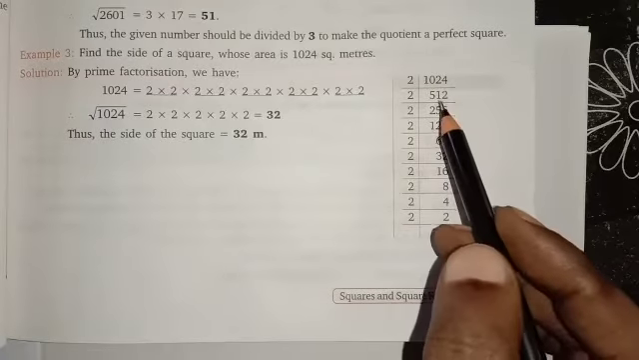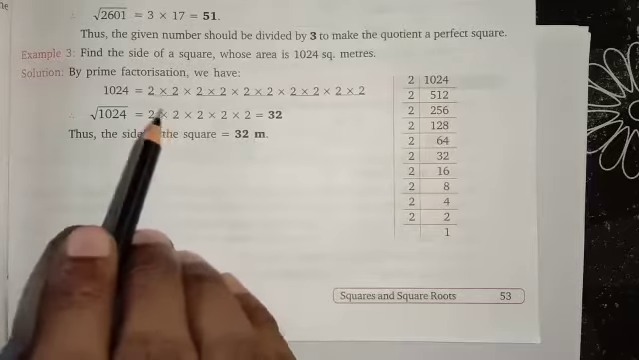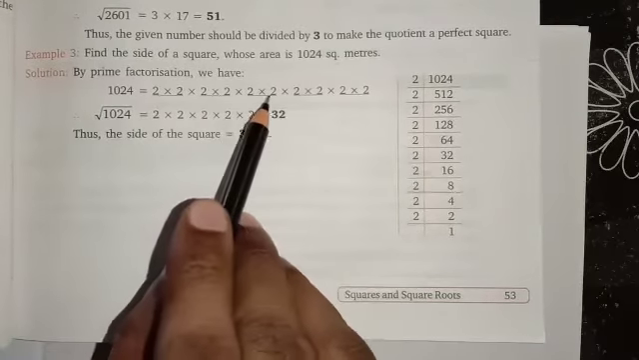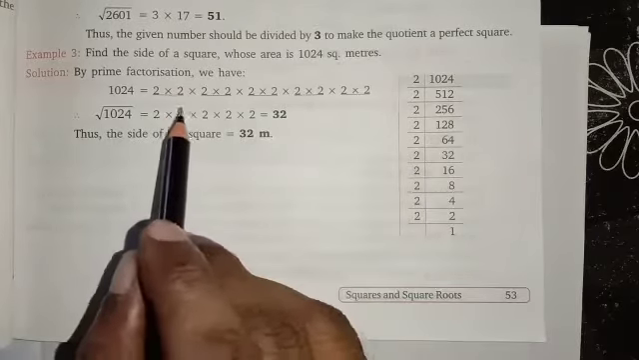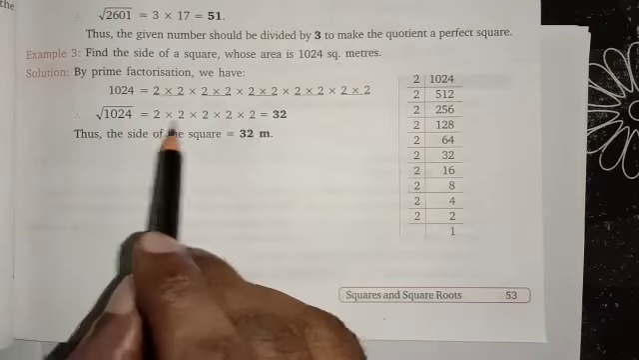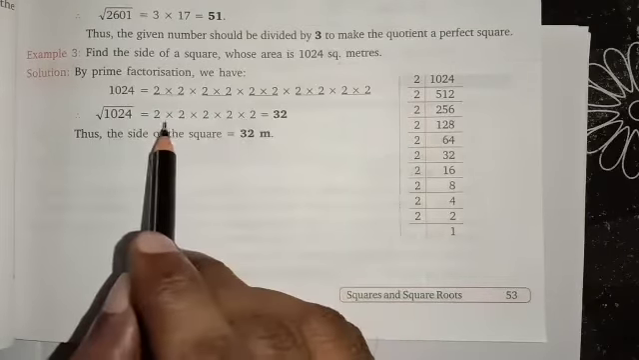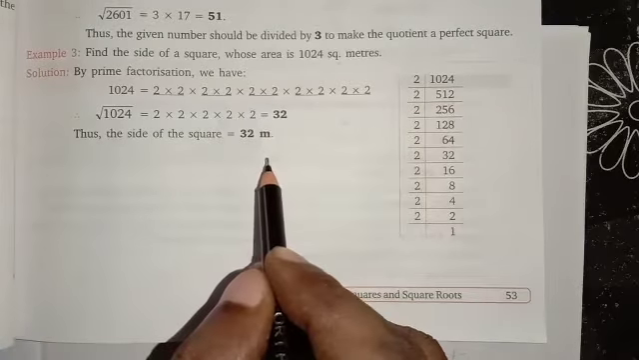How many 2s are you getting? Just make one pair like this. Total number of 2s you are getting is 1, 2, 3, 4, 5, 6, 7, 8, 9, 10. That means there will be 5 pairs of 2. Out of each pair you have to take one 2. Like this, five 2s you have to multiply, which gives 32. Therefore, the side of the square is 32.